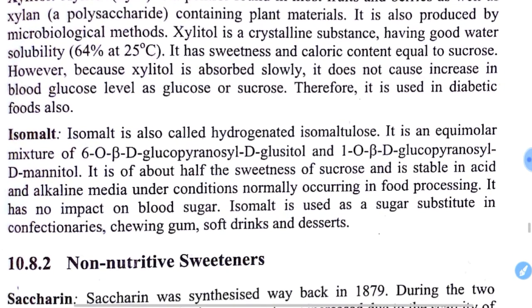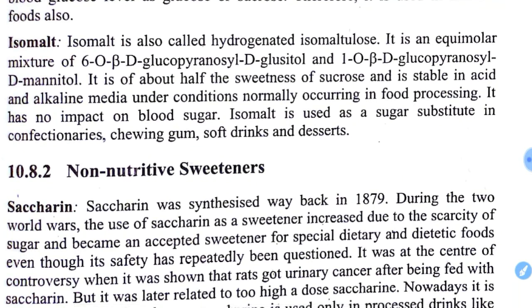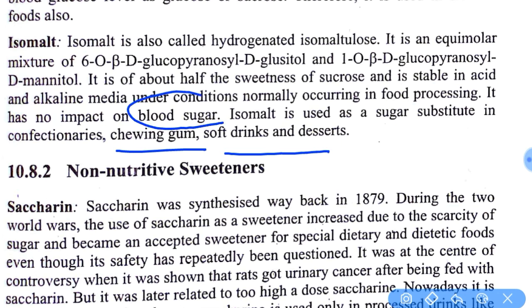Then isomalt is also one type of sweetener, and it is a sugar substitute in confectionery, chewing gum, soft drinks, and dessert. It has no effect on blood sugar level.